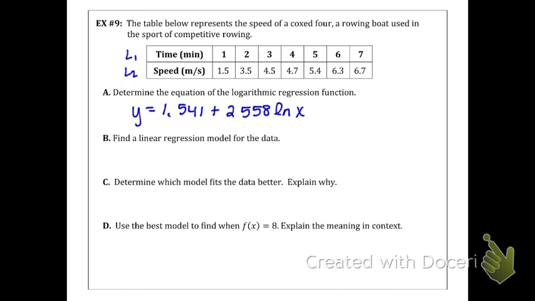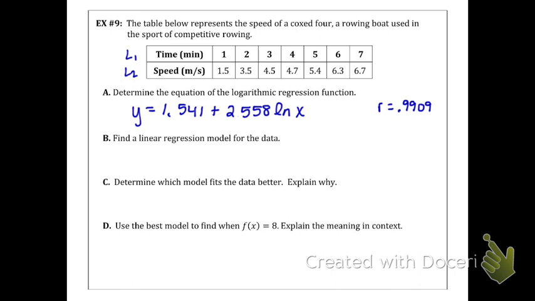Now, I don't know if I'm going to need it yet or not, but I'm going to come over here and I know that the r value is 0.9909. I'm going to write that down because I see in B it wants me to find a linear regression. And I don't want to have to rerun this if I need that r value. So right now the r is just extra information on that one, but I'm writing it in case I need it.